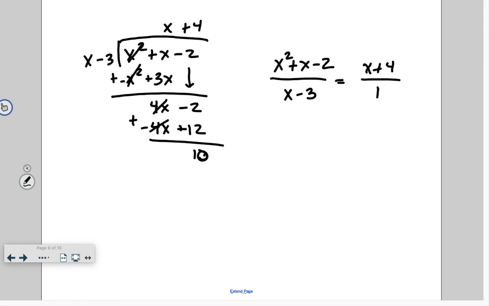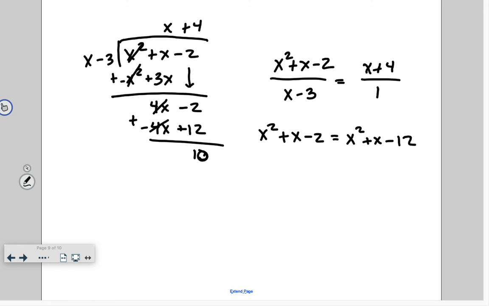If we cross multiply, we've got this quadratic times 1, so we just end up with x squared plus x minus 2. When we do the other diagonal, you've got 2 binomials, you've got to FOIL it all out. Okay? X plus 4 times x minus 3. If we FOIL that out, we get x squared plus x minus 12.